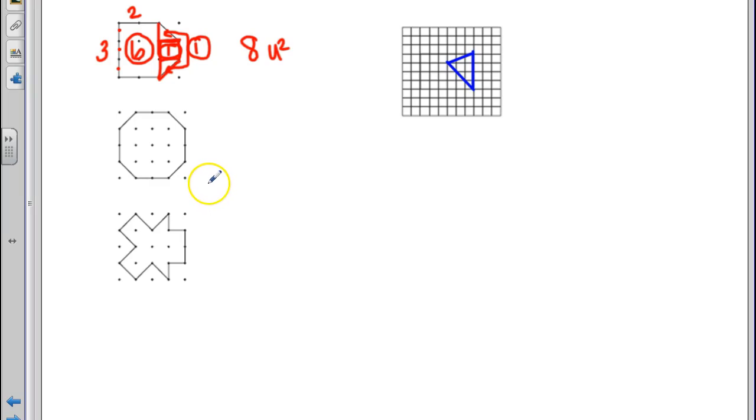Go ahead and draw in what you see. It may be different than what I'm looking at, but you could go ahead and draw in what you see. I see a rectangle, and I see another rectangle, and then I see 4 triangles.